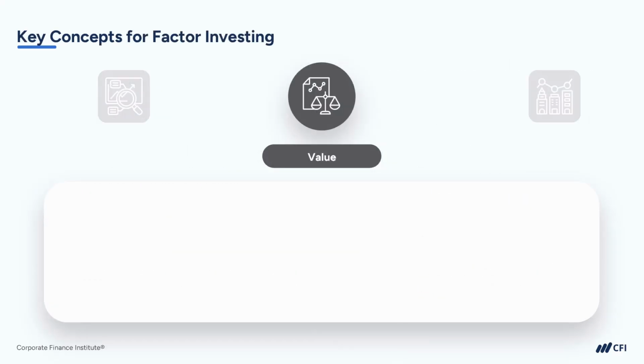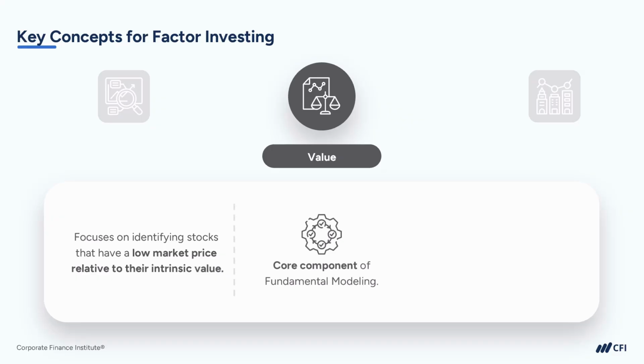The first key concept is value. Value focuses on identifying stocks that have a low market price relative to their fundamental or intrinsic value. If this sounds familiar, you're right. This is a core component of fundamental modeling as well. This factor is typically tracked by the price to book or PB ratio, price to earnings or PE ratio, and free cash flow.